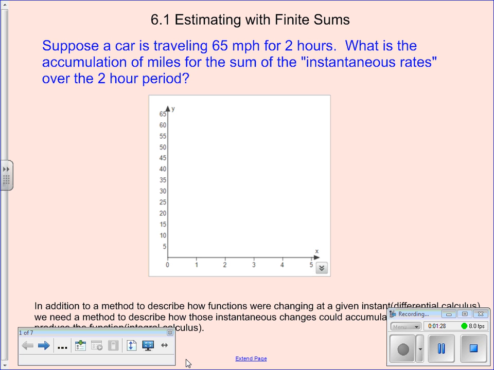So traveling right along at 65 miles per hour. That is a constant speed, right? That would be a flat, straight line. How do you graph a constant? y equals that constant, right? For a 2-hour period. Let's make this interesting: between 1 o'clock and 3 o'clock, but any 2-hour period will work.